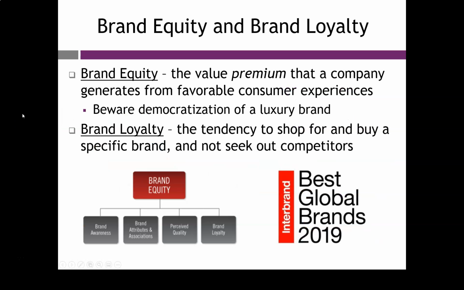And with that, this brings us to the final slide of the day. Brand equity and brand loyalty. What are they? Well, brand equity is the value premium that a company generates from favorable consumer experience. Premium. What does that mean, a premium? Well, a premium is an excess over apparent worth. The excess over the apparent worth of something.